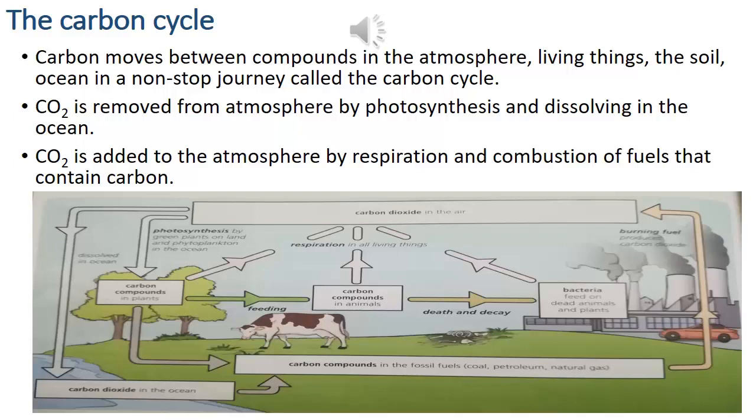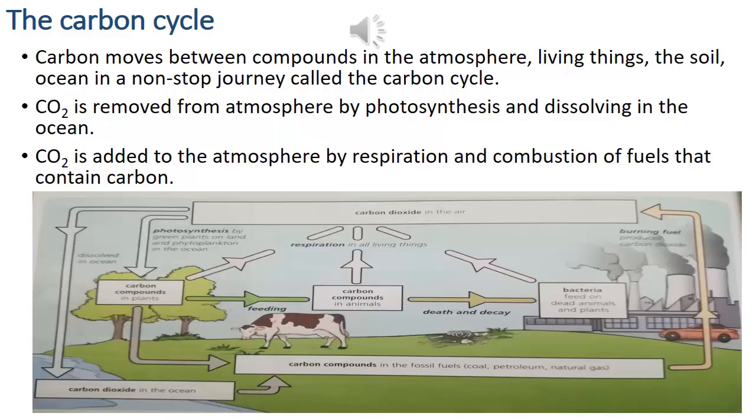Carbon cycle. What is the carbon cycle? The carbon moves between compounds in the atmosphere, living things, the soil and the ocean in a non-stop journey and as a cycle process. Hence it is called the carbon cycle. So note here from the diagram below, carbon moves between atmosphere, ocean and living things in the form of carbon dioxide.